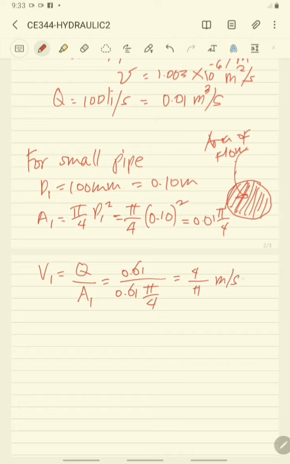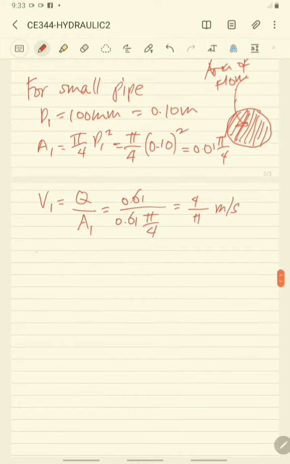The next is the Reynolds number. We have two formulas for the Reynolds number. You can use the Reynolds number using the kinematic equation, or the Reynolds number using the dynamic equation. If I use the kinematic equation for getting my Reynolds number, this will be my formula.